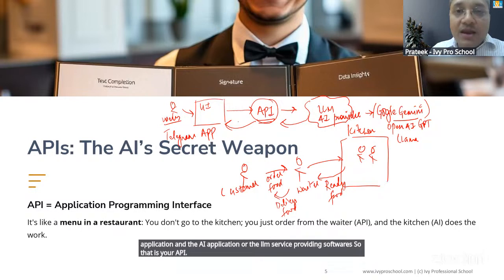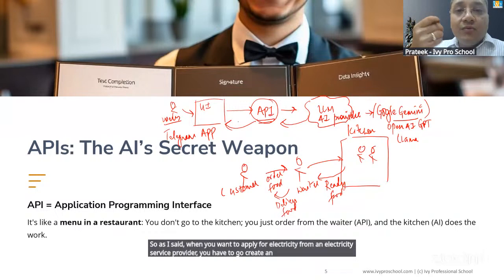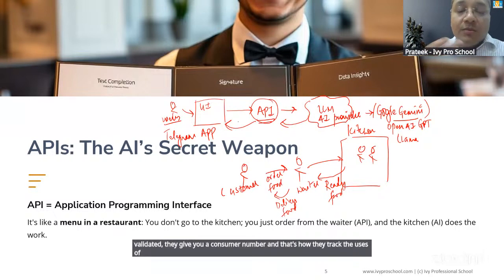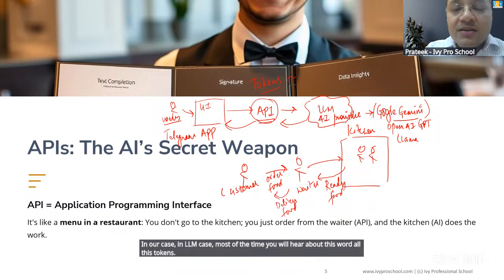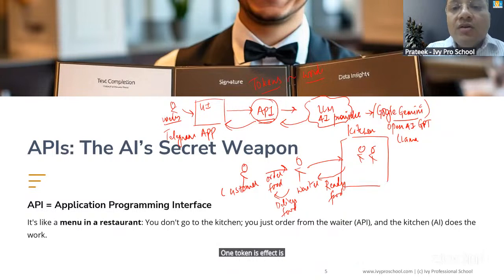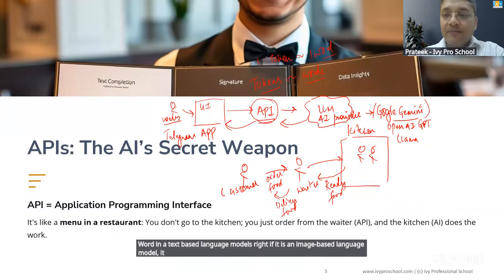How do you get access to an API as an individual? As I said, when you want to apply for electricity from an electricity service provider, you create an account, and once you're validated, they give you a consumer number, and that's how they track your use of electricity in terms of the number of units that you consume. In the LLM case, most of the time you will hear about the word tokens. One token is roughly equivalent to one word in text-based language models, right? If it is an image-based model, it could be different.